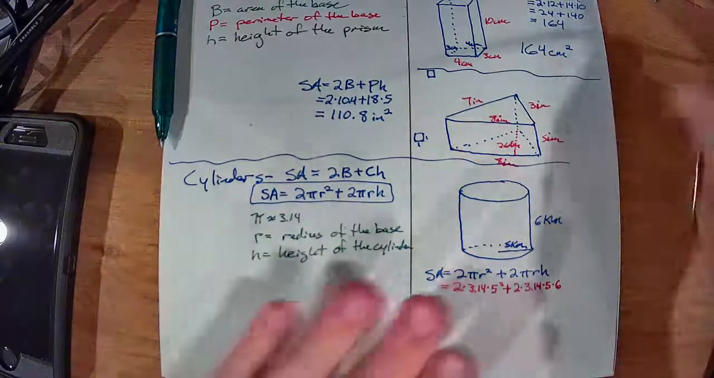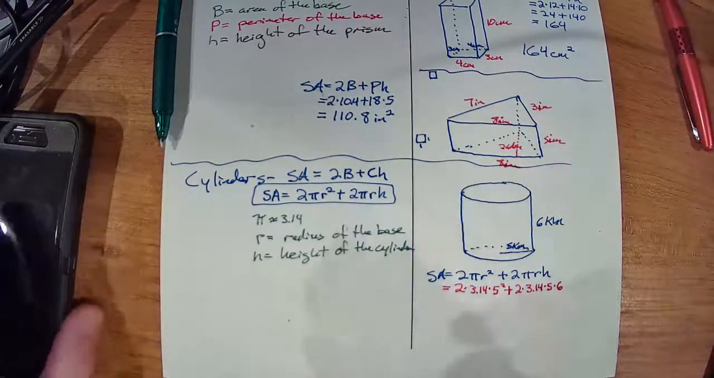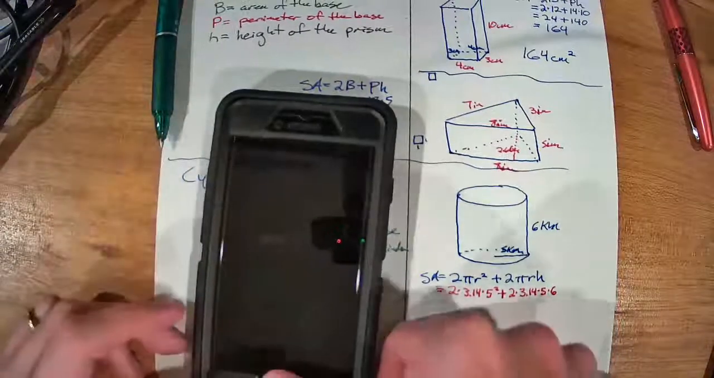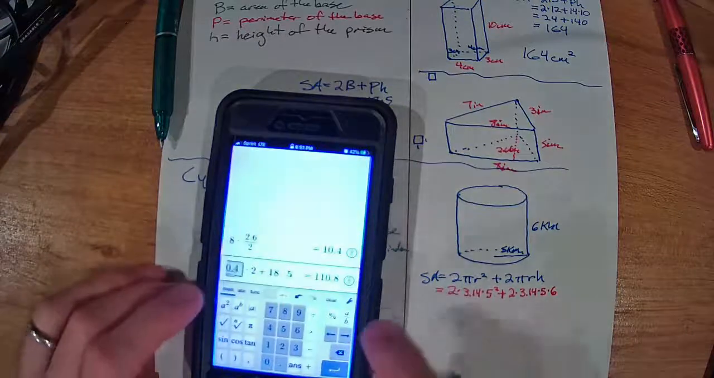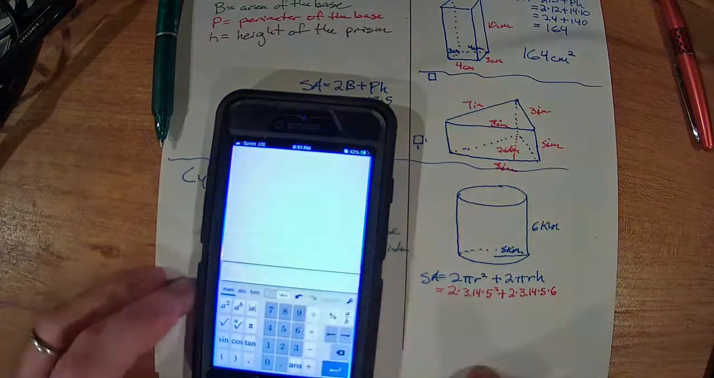Now, I strongly recommend in this case using a calculator simply because the numbers that we're going to get are going to get really big really fast. Plus, dealing with pi is not a lot of fun.